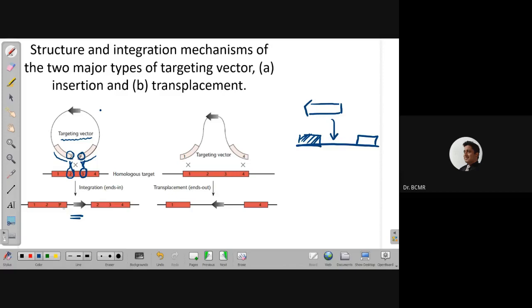Similarly, one can also replace genes with something else. Say I want to replace 2 and 3. This is again a targeting vector, because you have homologous regions like this between 1 and 4. Then you have a gene that you want to replace 2 and 3 with, and once it is done, you will have 1, the transgene, and then 4. 2 and 3 are no longer there.